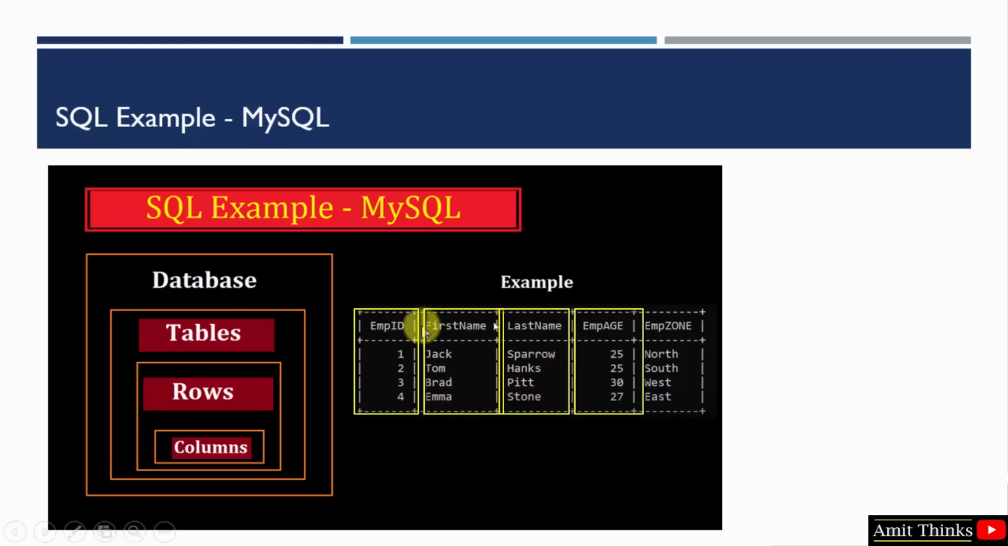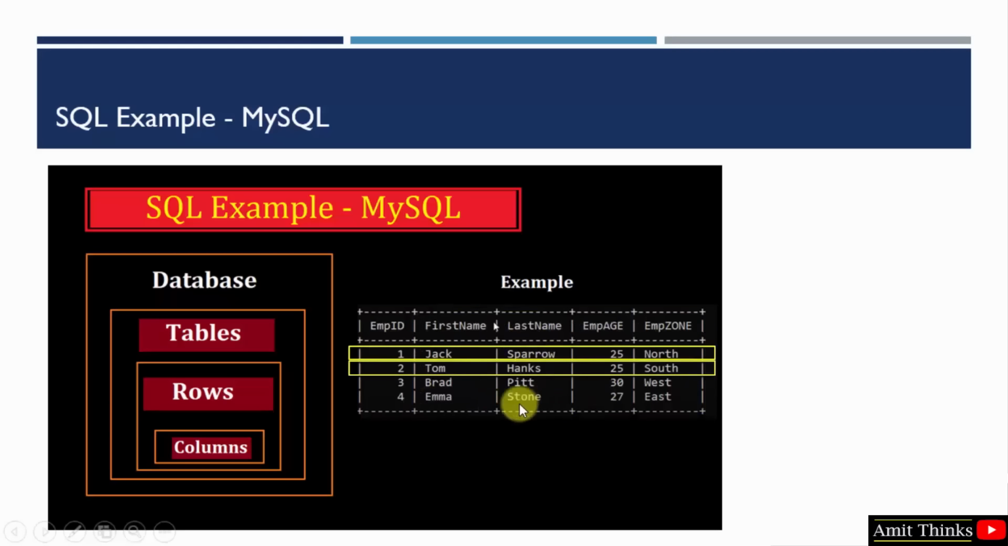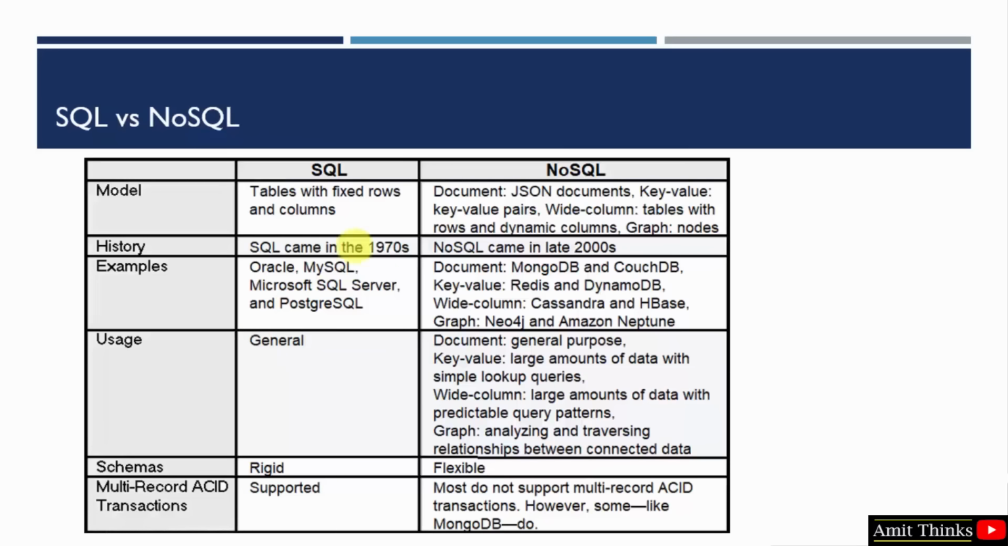So these are our columns 1, 2, 3, 4, 5: employee ID, first name, last name, employee age, employee zone, and these 4 are our rows. Okay, so as I told you, tables are having rows and columns, and a database is having a collection of tables. So this is what we call SQL. That is, tables with fixed rows and columns is what we call a model for SQL. That is a relational model.